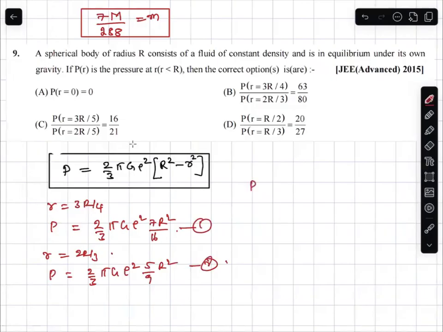So therefore, P at r equal to 3R by 4 divided by P at r equal to 2R by 3 becomes obviously 9 into 7 by 16 into 5, that is 63 by 80. Just formula substitution. But at that time, the formula should strike. You should not give me a reason that you forgot the formula. Remember, I haven't given you the formula, I have derived things. If time permits, derive them. But these are very special formulas. You should remember them. Next.